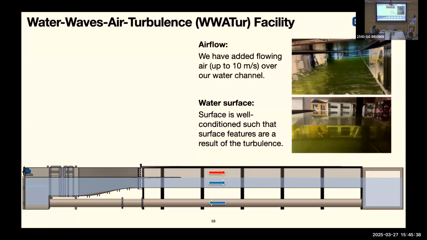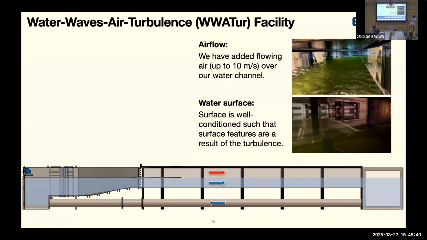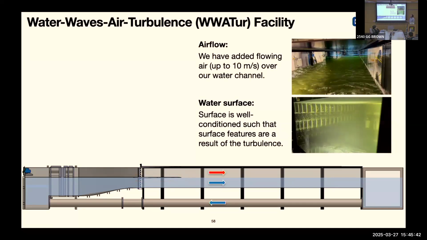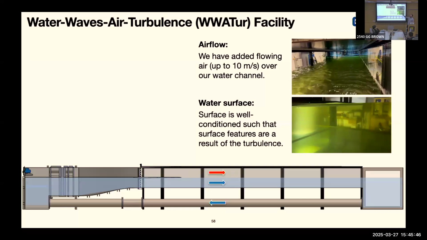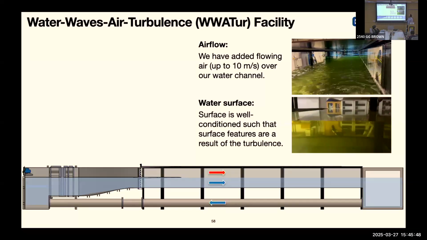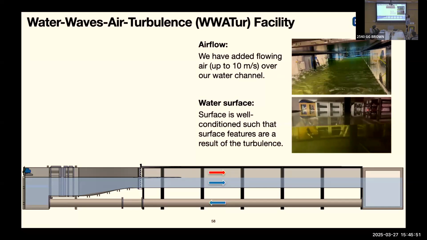Then we have airflow over it, also with an active grid in it. This airflow can go up to 10 meters per second. This doesn't necessarily mean we can do huge waves like outside, but it does let us change the turbulence on both sides of the interface.